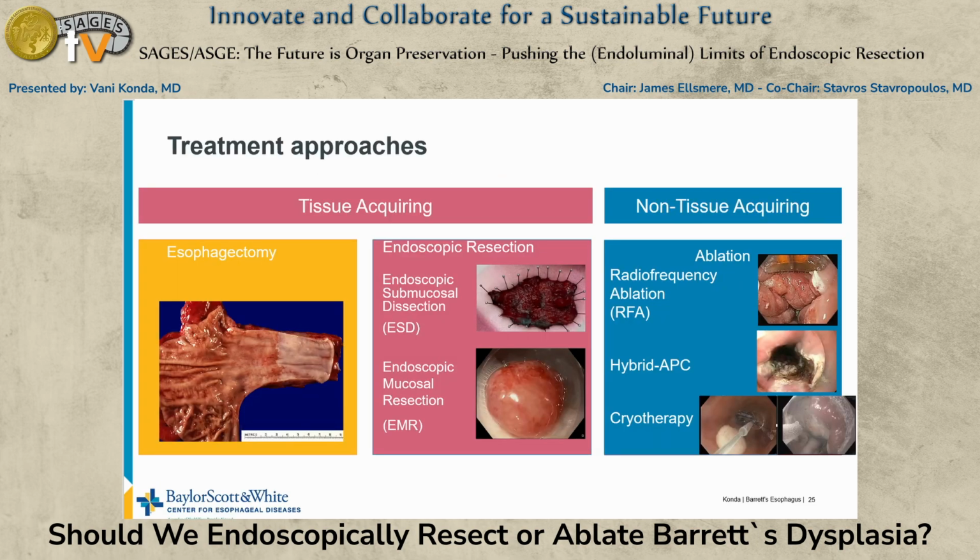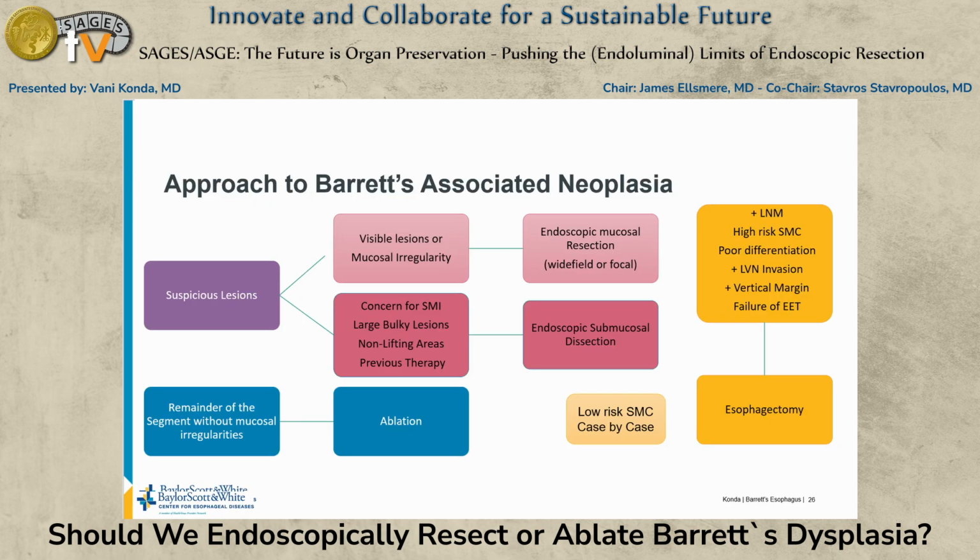When we talk about endoscopic eradication therapy, it's not just about resection versus ablation, but I think it's really important to understand, do you need a tissue-acquiring modality, or can you do with a non-tissue acquiring modality? And recognize that tissue acquiring can be done endoscopically with EMR or ESD, but it also may require surgery in some cases with esophagectomy. And our non-tissue acquiring modalities can include, as I mentioned, radiofrequency ablation, cryotherapy, and hybrid APC. I think it's important to have more than just one tool in your toolbox.